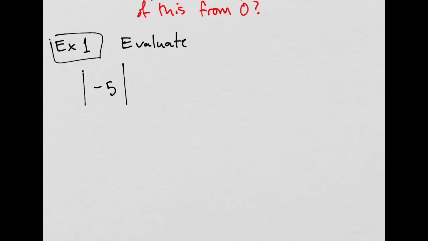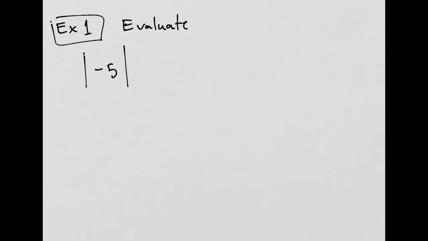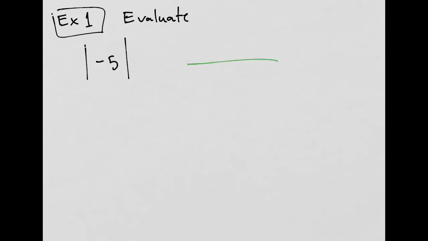So what is the absolute value of -5? The question is, how far away is the inside away from zero? Well, that's really simple. If I had a number line, I could just see how far -5 is away from zero. How many tick marks? So I start here, 1, 2, 3, 4, 5. So this actually becomes a regular 5. The absolute value makes negatives into positives because distance away from zero is always going to be positive.